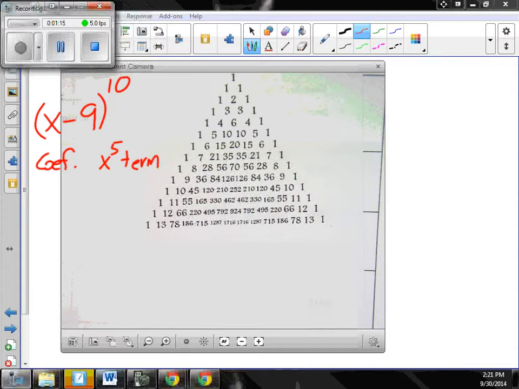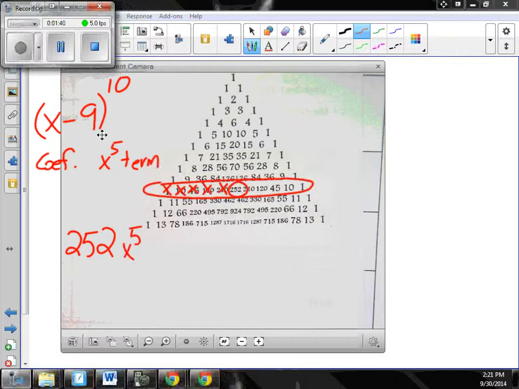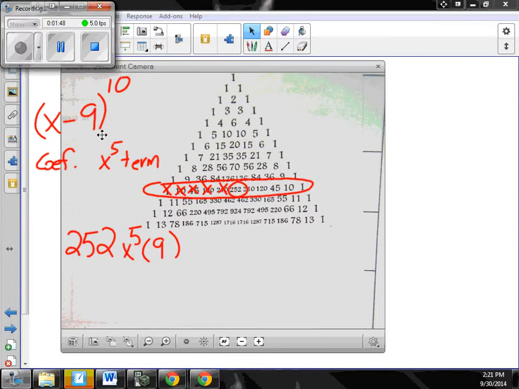So I go to row 10, which is right here. Now, x to the 5th is going to be where? So this would be x to the 10th, 9th, 8th, 7th, 6th, 5th. So 252. Now what? x to the 5th times 9 to the, well, we got to count backwards. So this would be 0, 1, 2, 3, 4, 5, to the 5th.